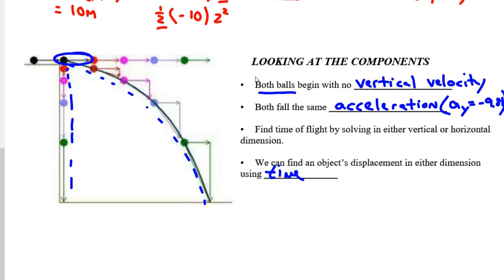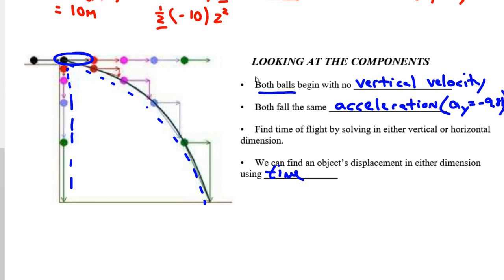In all of these projectile motion problems, the first thing that you are going to be doing is finding that time. And then once you find that time, you can use it to figure out the object's displacement. So whatever distance you're trying to figure out, whether it's horizontal or vertical, it can be done with that time of flight.